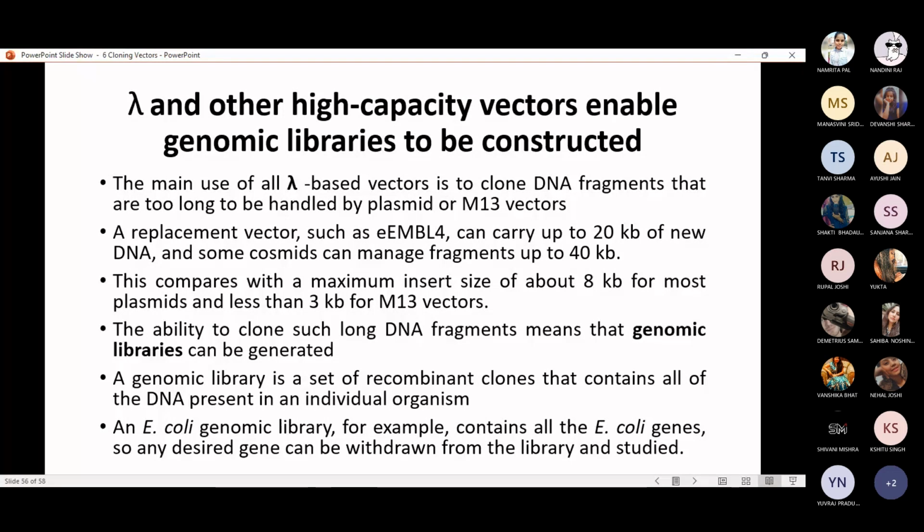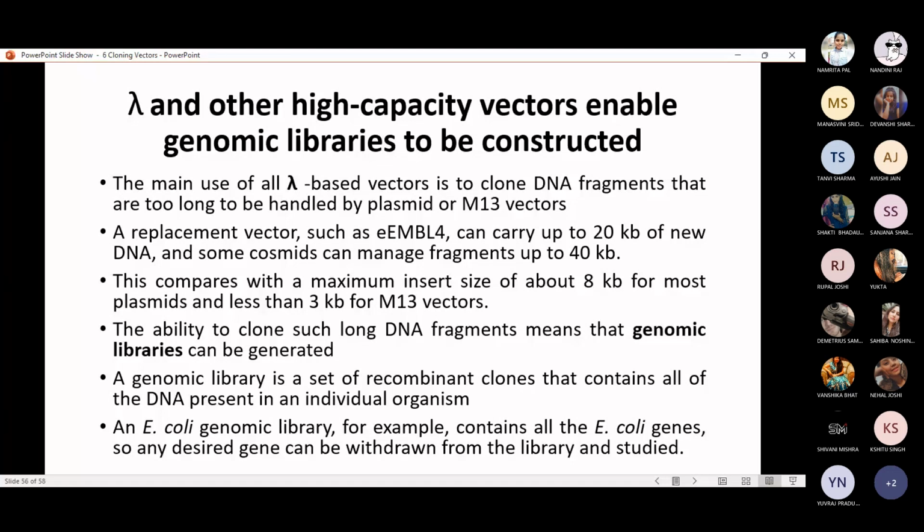The main use of lambda-based vectors is to clone DNA fragments that are too long to be handled by plasmid or M13-based vectors. Replacement vectors such as EMBL4 can carry up to 20 kb of new DNA. As we mentioned, M13 can carry around 3 to 5 kb, and a plasmid can carry at most 8 kb of DNA. But with a lambda-based vector like the EMBL replacement vector, you replace the non-essential segment of the lambda genome, and in replacing that, you can clone 20 kb.